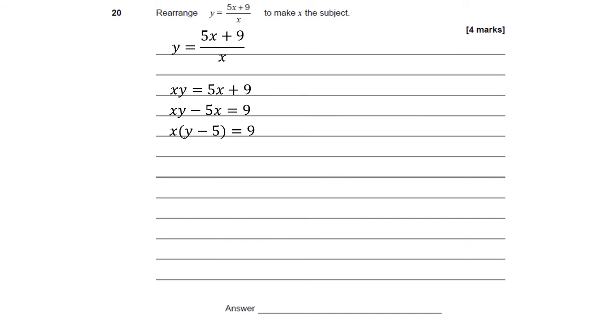Now we've got that x by itself, we need to get rid of everything else that's on the left. It's multiplying the bracket, so if we divide everything by that bracket, we're going to get x equals 9 over y minus 5.